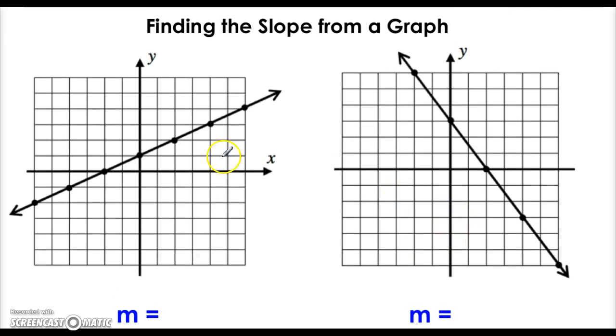So to find the slope of a line, what you do is you find any 2 points. It doesn't matter, let's just pick these two. And you just count the rise over the run. So in this case, we go up 1 and then over 2. All right, so this slope would be 1/2, and the slope is positive because it's going up.